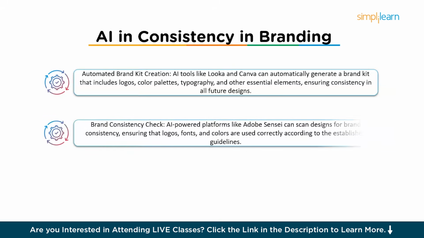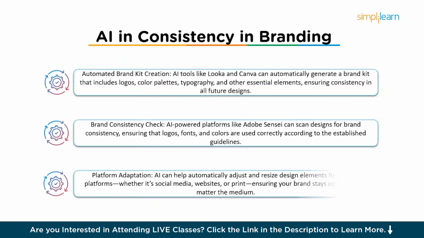Then we have brand consistency check. So AI-powered platforms like Adobe Sensei can scan designs for brand consistency, ensuring that logos, fonts, and colors are used correctly according to the established guidelines. Then we have platform adaptation. So AI can help automatically adjust and resize the design elements for various platforms, whether it's social media, websites, or print, ensuring your brand stays consistent no matter the medium.